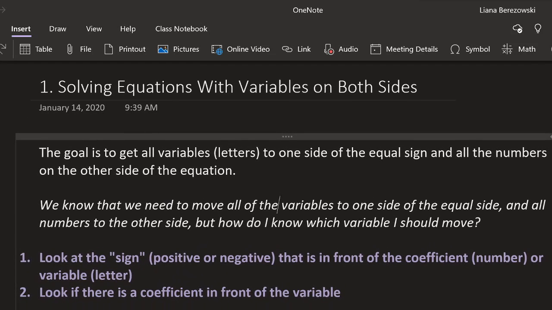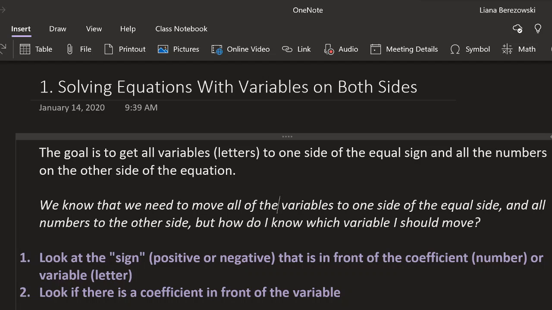Okay, so we started this note yesterday, solving equations with variables on both sides, but we didn't get very far into it. So I'll go over the beginning of the note again quickly. With all of these solving equation problems, what we're trying to do is get the variable on one side of the equation by itself.